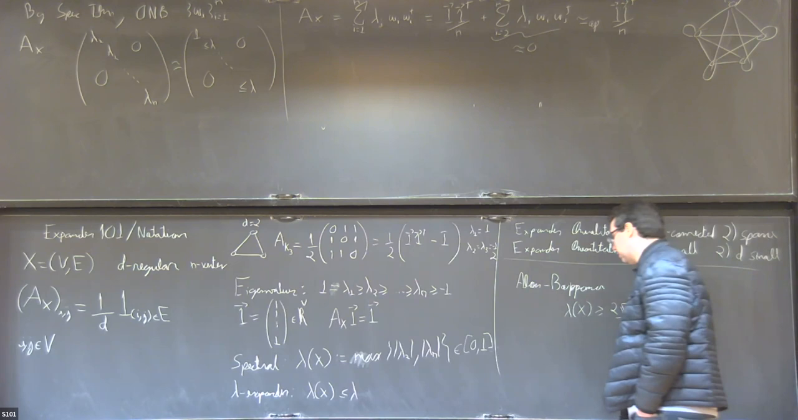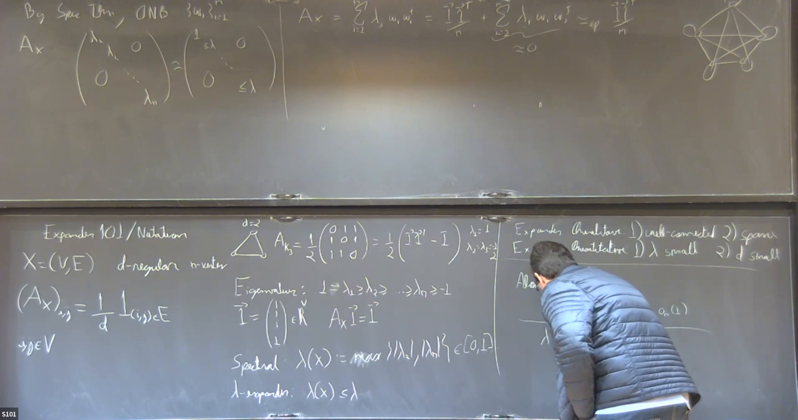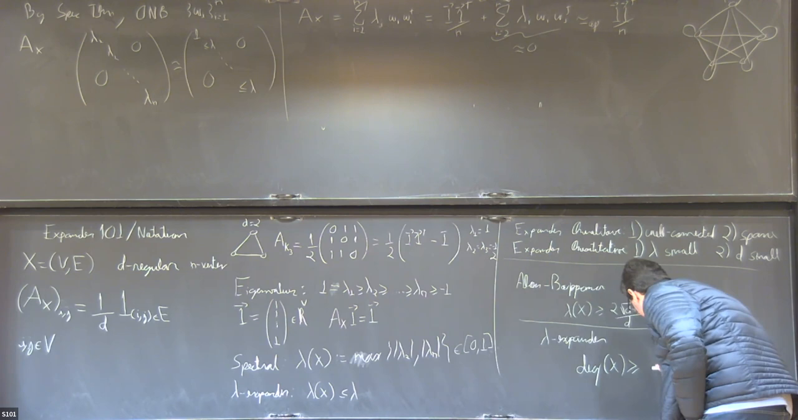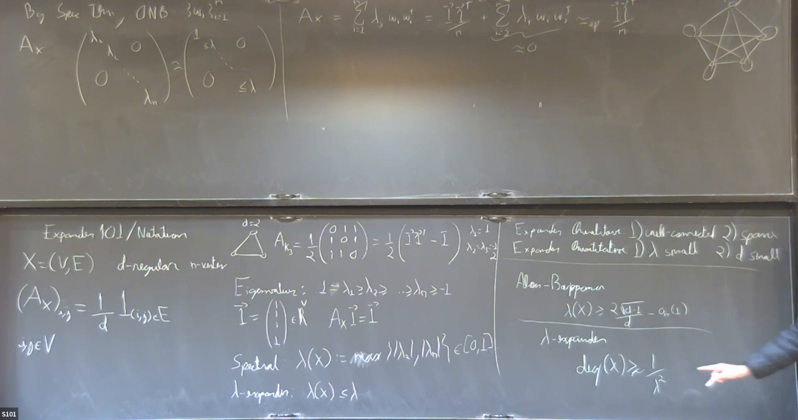So said in an alternative way, if you want to get a lambda expander, you need to pay in the degree of the graph, you need to invest. We think of the degree as the resource, how much we are paying for this expander, and it might be something like 1 over lambda squared. So morally, you have a quadratic trade-off. If you want to get a lambda expander, you need to invest in terms of the degree. The graph needs to be sufficiently dense for that. So that's what is known. This is the Alon-Boppana bound.